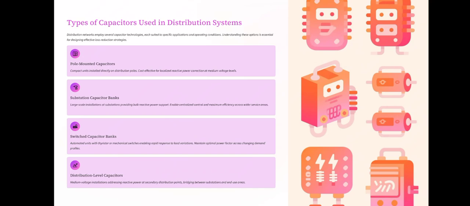Substation capacitor banks: large-scale installations at substations provide bulk reactive power support, enabling centralized control and maximum efficiency across wider service areas. Switched capacitor banks: automated units with thyristor or mechanical switches enabling rapid response to load variations, maintaining optimal power factor across changing demand profiles. Distribution-level capacitors: medium voltage installations addressing reactive power at secondary distribution points, bridging between substations and end-use areas.